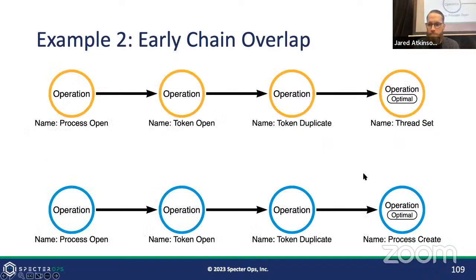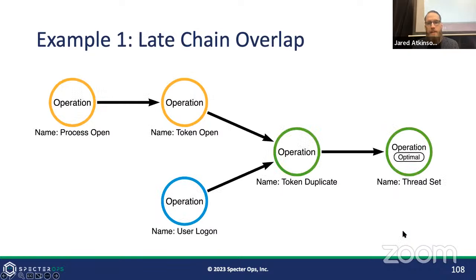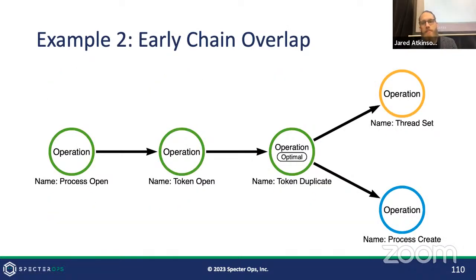But notice that the optimal here is the thread set. The optimal here is the process creates. But then when we combine them, the idea is that in order for something to be optimal for inter-chain detection, it has to be something that they both share, right? So in this case, it's going to be token duplicate. But the problem is that token duplicate is neither the optimal for the first chain or the second chain. And as you go backwards, that means you get more false positives.